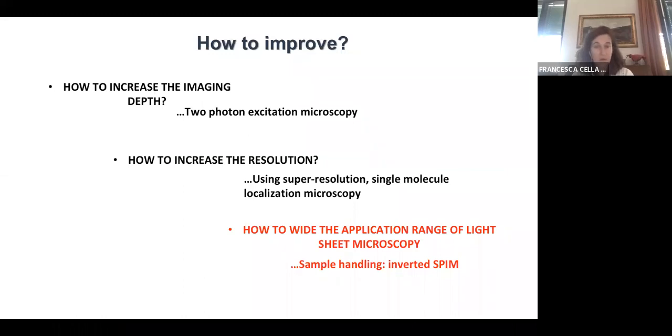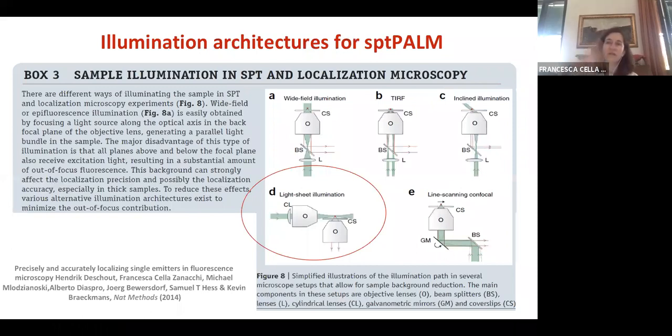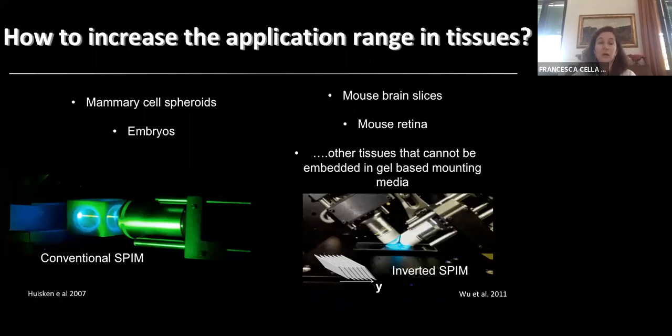Last aspect I wanted to mention is the fact that we need to match the sample requirements. If we want to address biological questions, we need to go closer to the sample requirements. One of the aspects is the sample handling. So we have different architectures for light sheet illumination. For example, we can use the conventional light sheet architecture with the light sheet and the sample held in the water chamber, or we can perform an inverted architecture. So we can build an inverted SPIM.